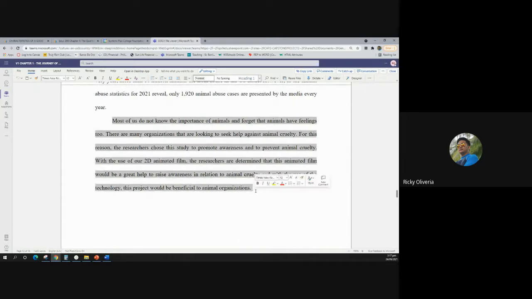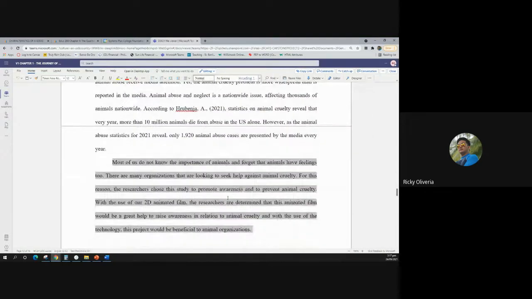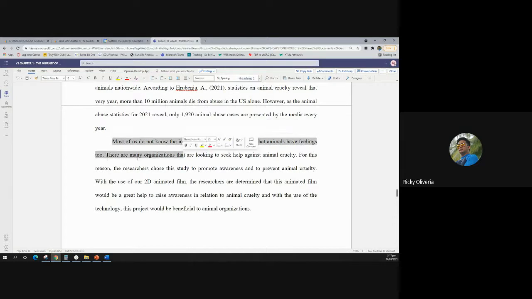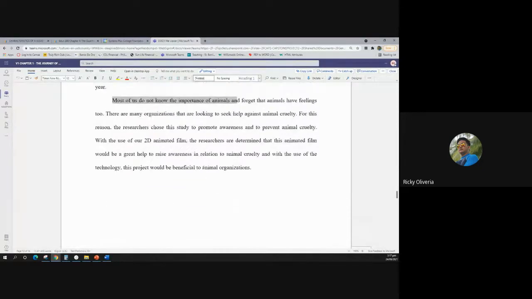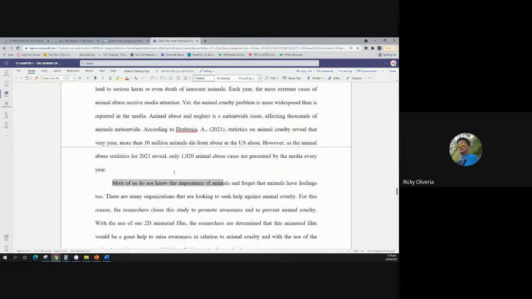Okay, so if you could see the discussion about this is dinidiscuss niya on this narrative is what is animal cruelty? Okay? So yun yung parang tina-target niya dito. Yan, no? Meron siyang statistics. However, the animal abuse statistics revealed that 1,920 animals abuse cases presented by media every year. So yan. So, tapos, ito, most of us do not know the importance of animals. Yan, no? So, ito yung parang nilagay niyang problem dyan. No? So, most of us do not know the importance of animals and forget that they have feelings too.